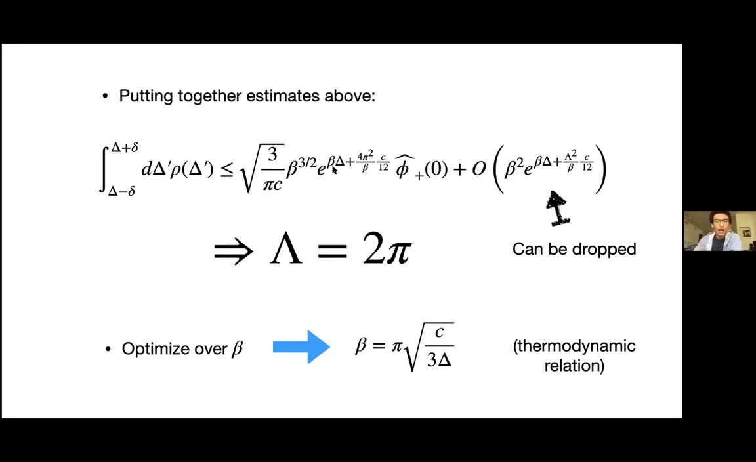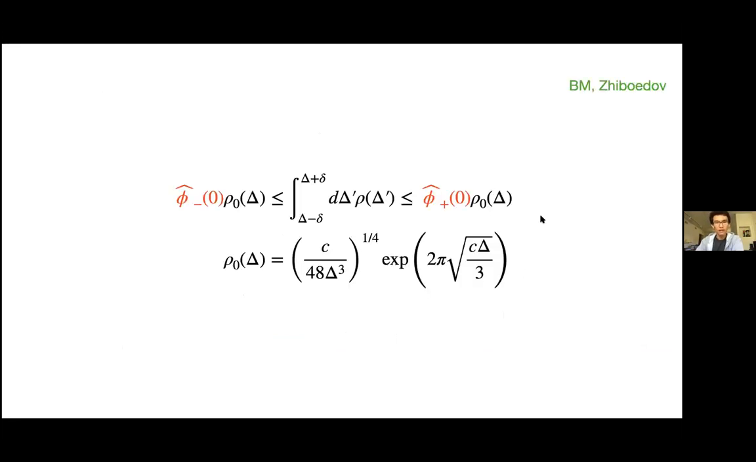Also you can now take this exponent, and beta is a free parameter, so you can optimize over this beta, and that just leads to the standard thermodynamic relation between beta and delta. Delta is the center of this interval if you're interested. And so we will also fix beta to this value for now. And you can do a similar thing for the lower bound, and eventually when everything settles, you get just this simple bound at asymptotically large delta.